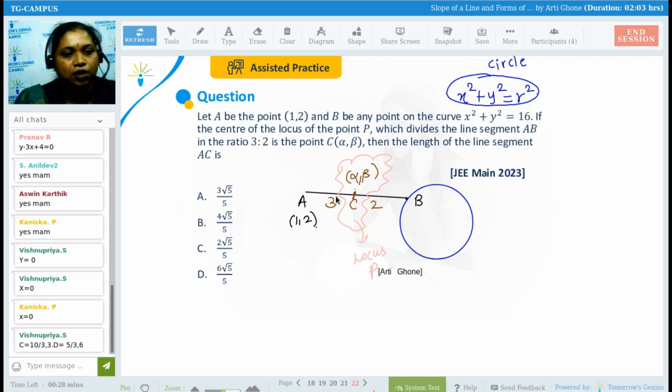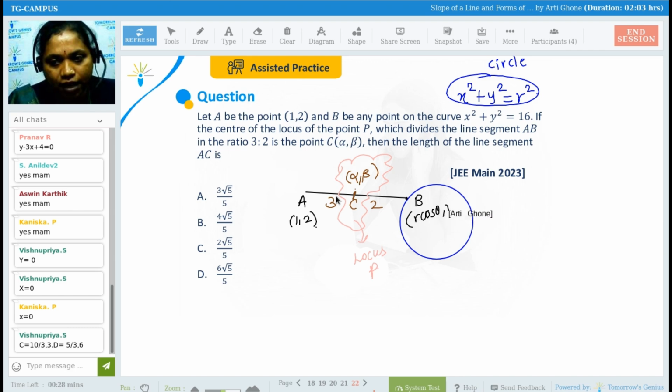Diagram is clear? Now, first we must know the endpoints. We have the coordinates of A, and we have the ratio, but to find C we need both endpoints. For the time being, just write down the parametric form of the circle: r cos theta, r sin theta. So the coordinates of B are 4 cos theta, 4 sin theta.